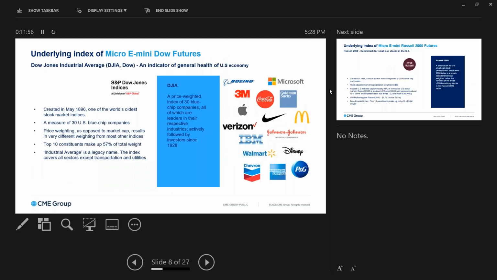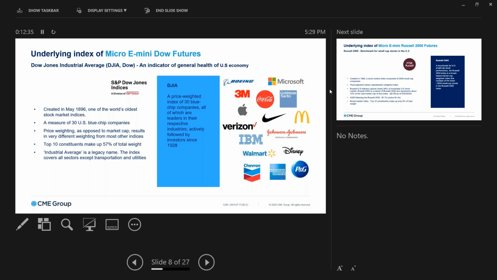And then we go to the Dow. The abbreviation is DJIA. It's the Dow Jones Industrial Average Index, and it's one of the world's oldest stock market indices. It was created back in 1896, super old. Because of that, it has the legacy word industrial average in the name, because when the index was created back in 1896, most of the index components were railway companies.